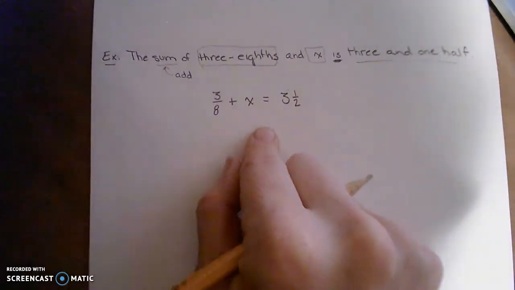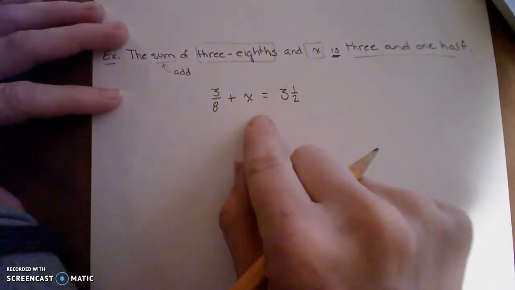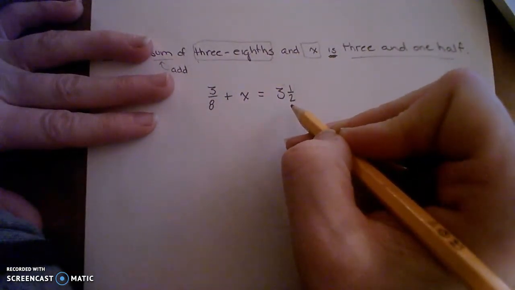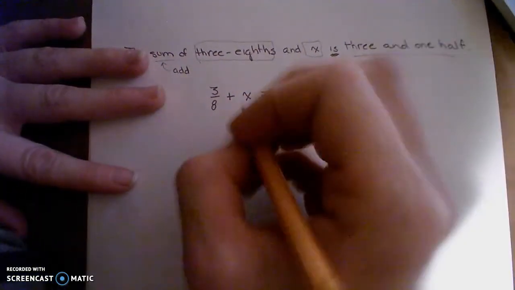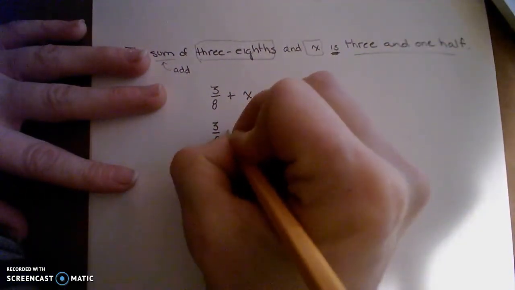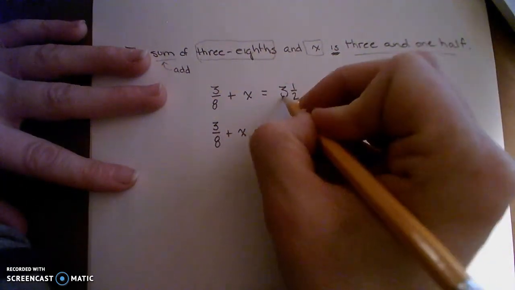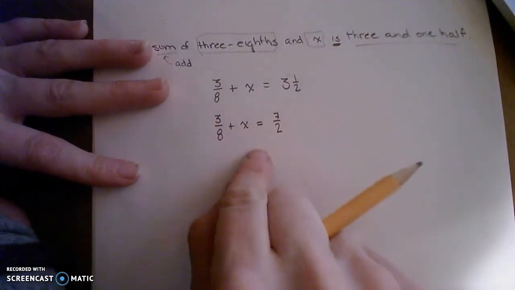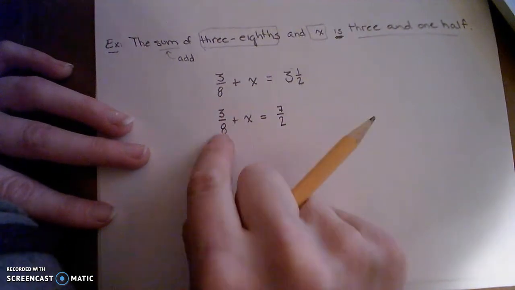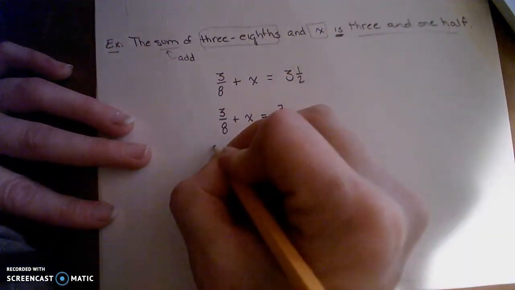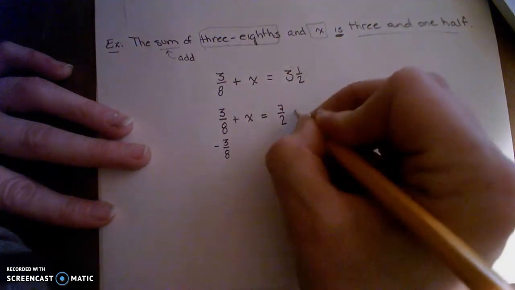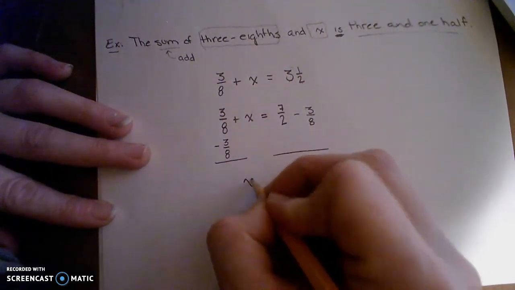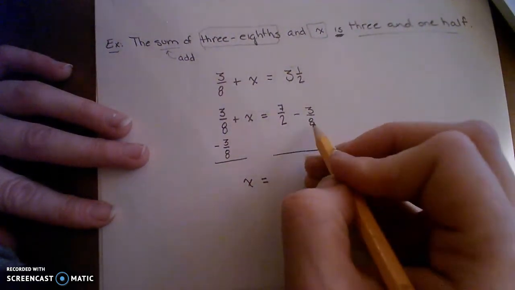Now that we have it translated, let's go ahead and solve. First thing that I'll notice, whenever you're dealing with an equation and you have a mixed number, those are really difficult to compute with. So I'm going to go ahead and convert that to an improper fraction. So 3/8 plus x equals 2 times 3 is 6 plus 1 is 7, 7/2. All right, now I'll go ahead and isolate the variable x by undoing the addition. So I will subtract 3/8 from both sides. So I have x on the left equals 7/2 minus 3/8.